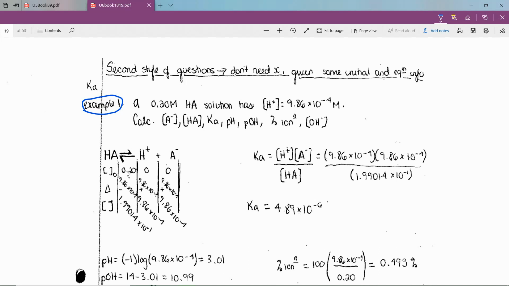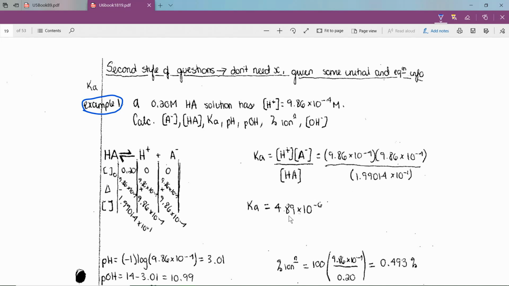So I start with 0.2 of HA, 0 H plus, and 0 A minus. At equilibrium, my H plus is 9.86 by 10 to the minus 4. So I gained 9.86 by 10 to the minus 4 of H plus, which is the same as the amount of A minus that I gained. So I had to lose 9.86 by 10 to the minus 4 of the HA. So at equilibrium, I have 9.86 by 10 to the minus 4 of H plus, 9.86 by 10 to the minus 4 of A minus, and 0.2 minus 9.86 by 10 to the minus 4, which is still pretty darn close to 0.2, but it's 0.199014 of HA. So my Ka is 9.86 by 10 to the minus 4 squared divided by HA.